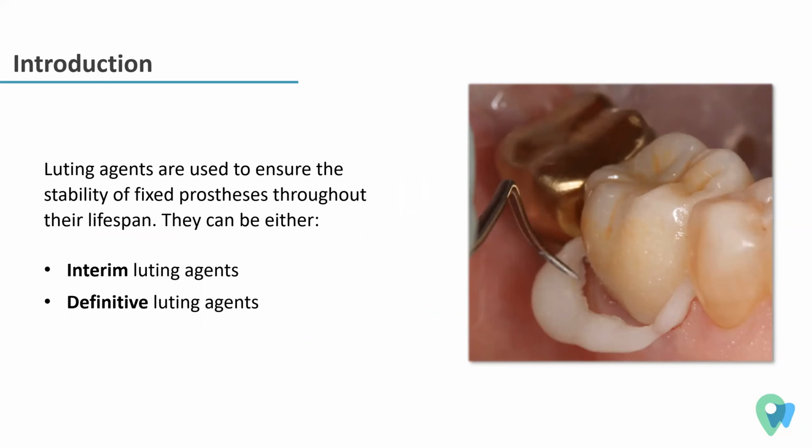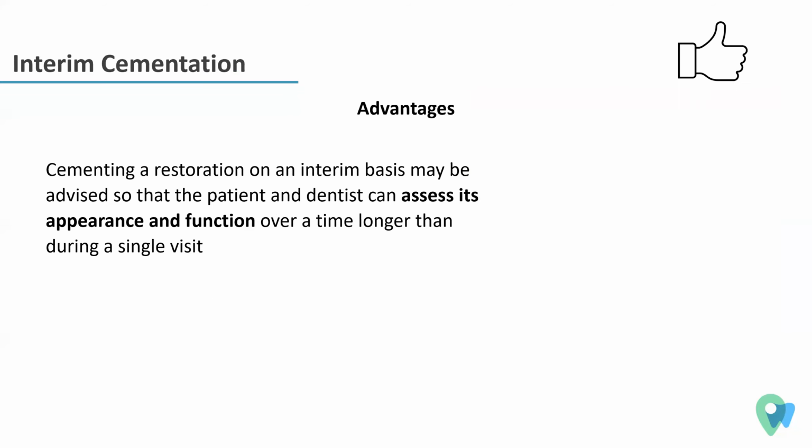Luting agents are used to ensure the stability of fixed prostheses throughout their lifespan. They can be either interim luting agents or definitive luting agents. Interim cementation. As we go over the interim cementation, you will see that there are advantages and disadvantages. The main advantage for cementing a restoration on an interim basis is that the patient and dentist can assess its appearance and function over a time longer than during a single visit.